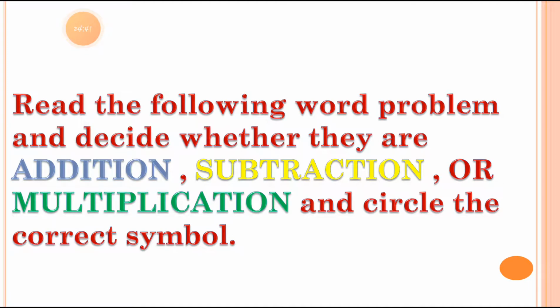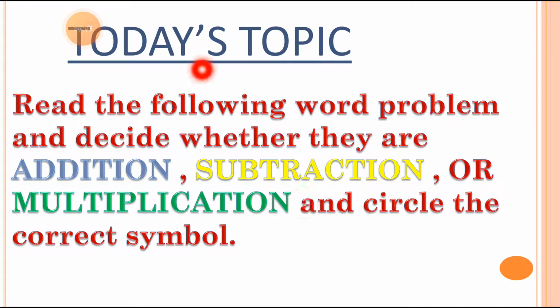Now this is our today's topic. After completing the textbook exercise of problem solving, let's move to question number 2 of this exercise. And here is the heading. Let's read the heading first. Read the following word problem and decide whether they are addition, subtraction or multiplication, and circle the correct symbol.